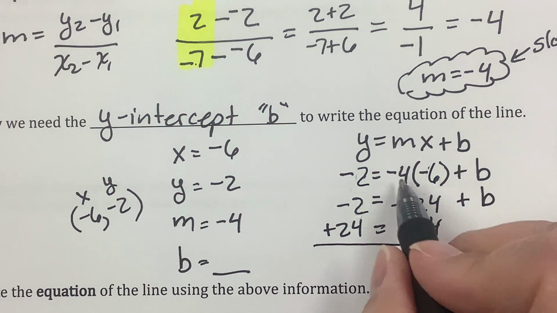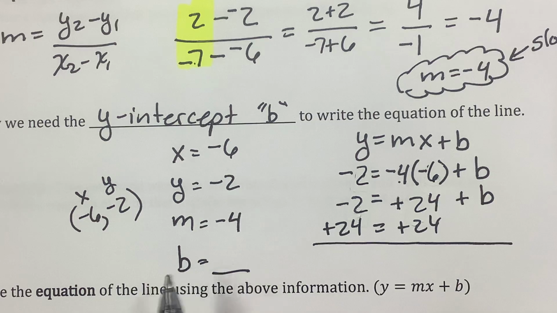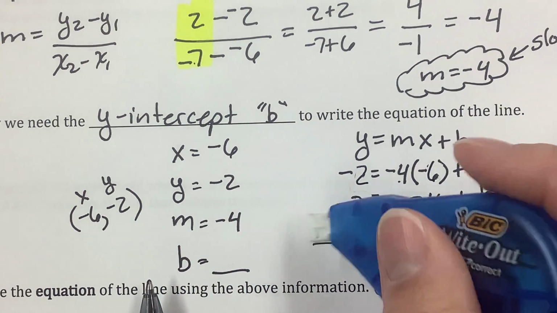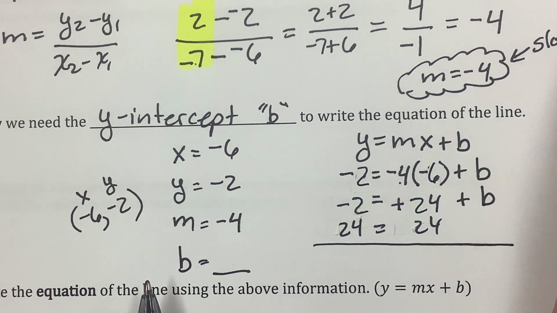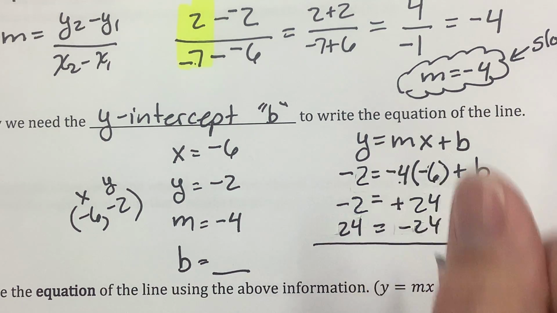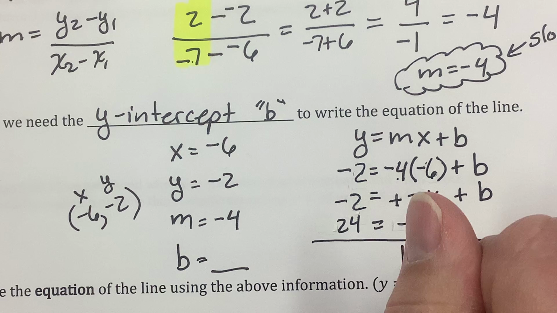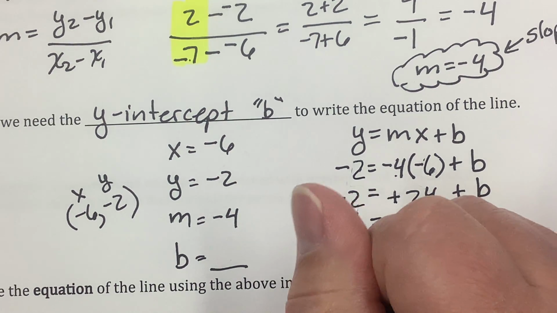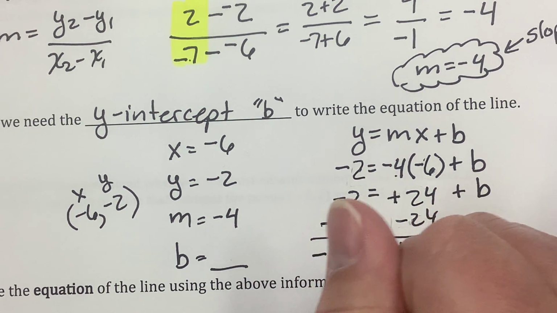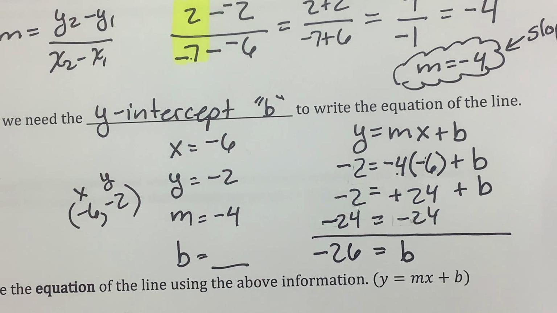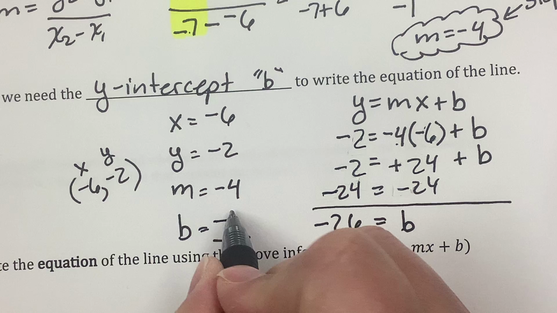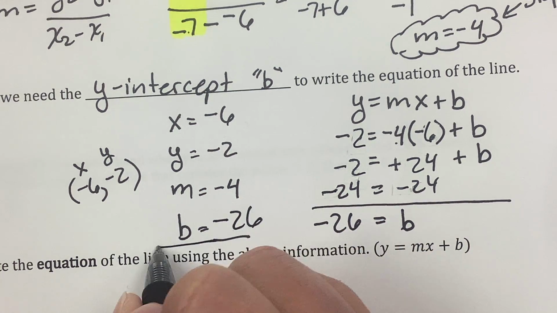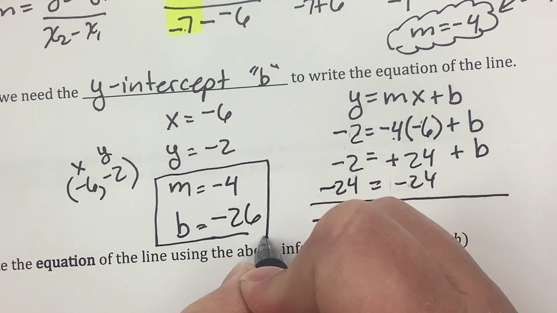I'm still not mathing. Negative times negative is positive. I have to subtract 24 from both sides? Well, actually that makes it easier, but that's okay. 24 minus 24 is 0. Bring the b down. Equals -24, and -2 is -26. Wow, that was harder than it should have been. So, b equals -26. Put a little box around that.